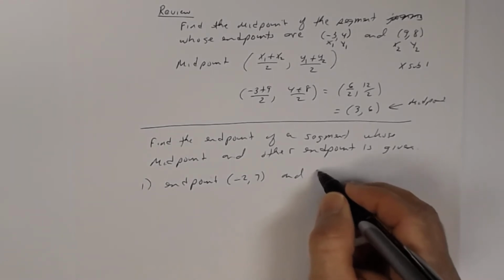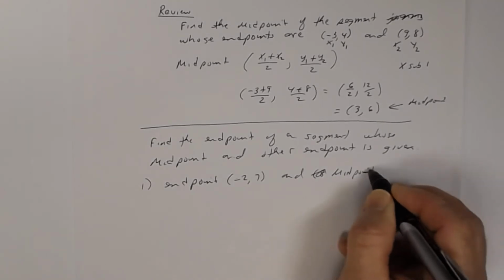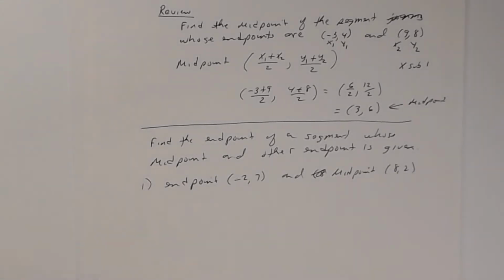All right, (8, 2). Oh, I'm sorry, let me write out the word midpoint. And the midpoint is (8, 2). All right, now, what you're going to do is this. This is the way I would approach this.